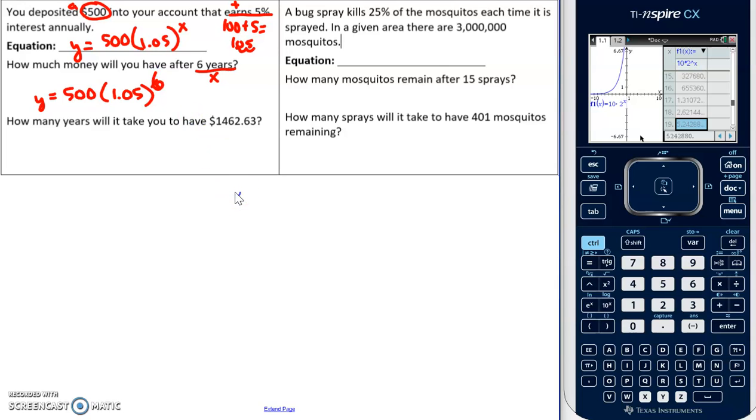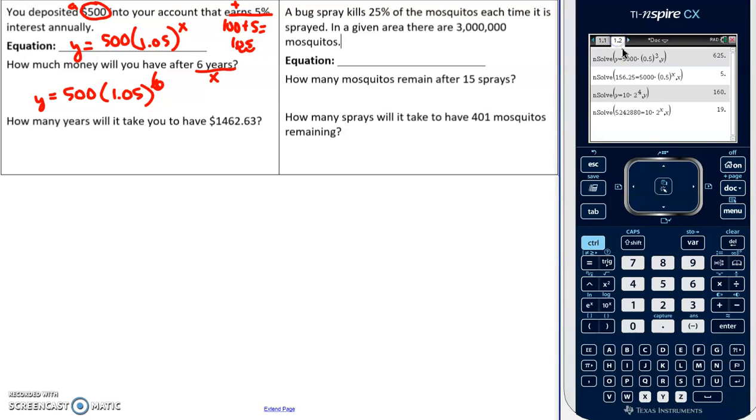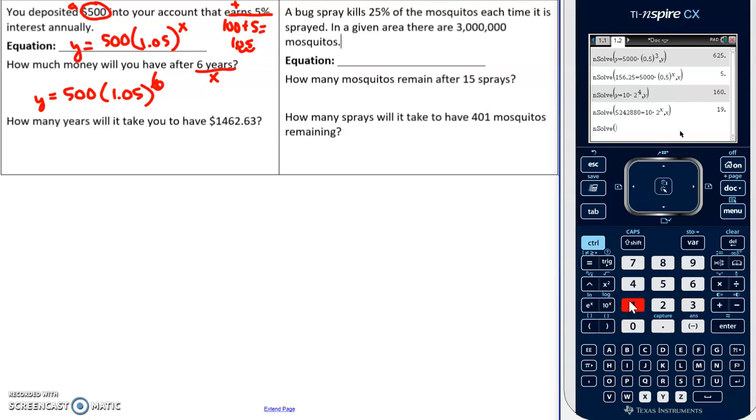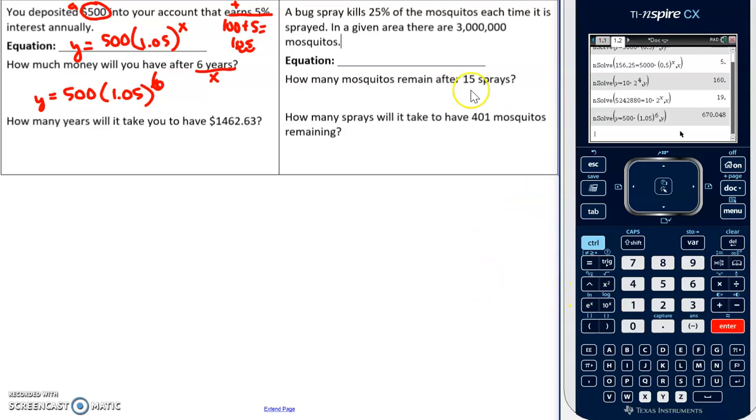All right, so let's solve it. So menu, algebra, numeric solve, and I'm going to type in y equals 500 times 1.05 to the 6th power, arrow out, comma, y is what I don't know. Okay, so it says I will have, and we're going to round that value, $670.05 after 6 years is what I will have, okay?